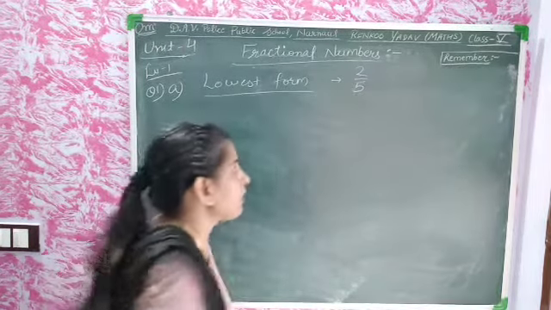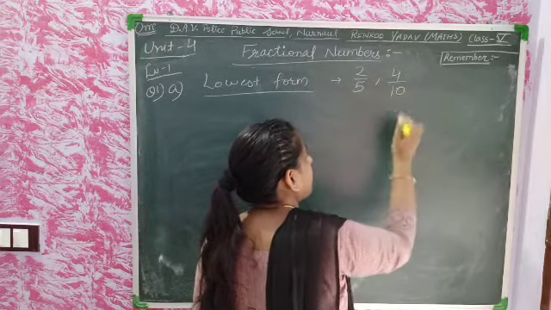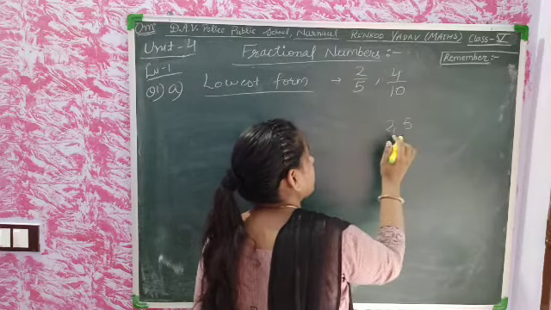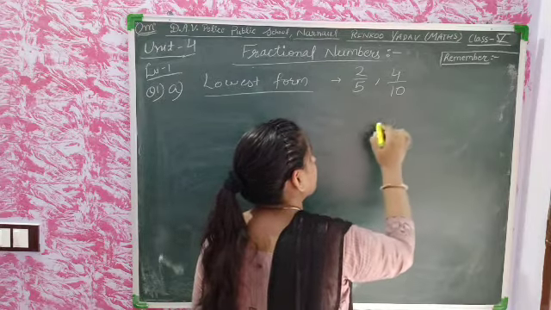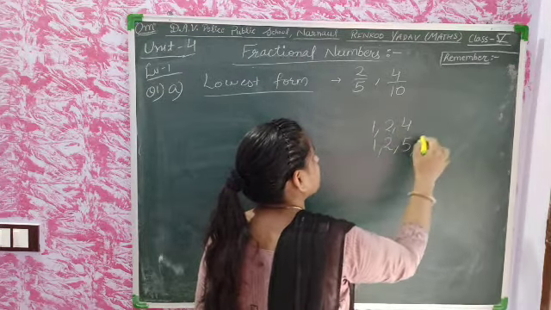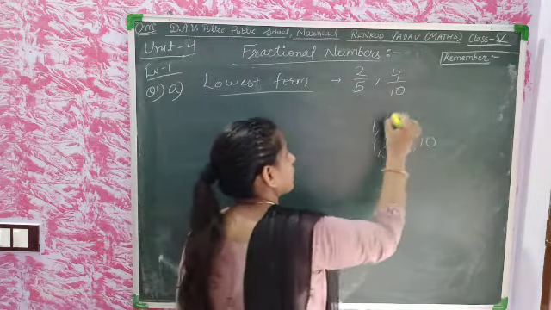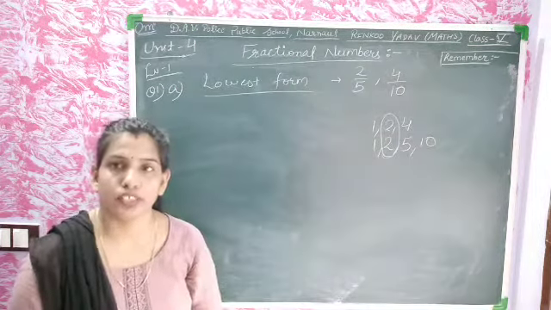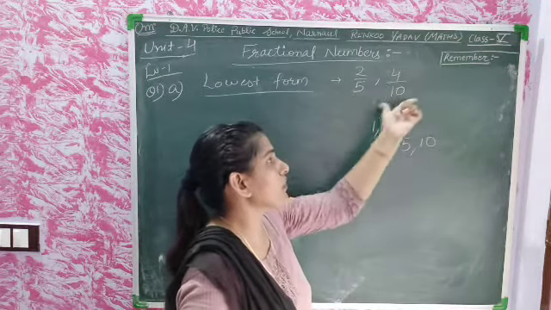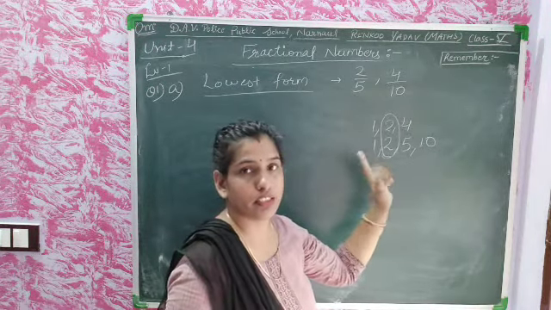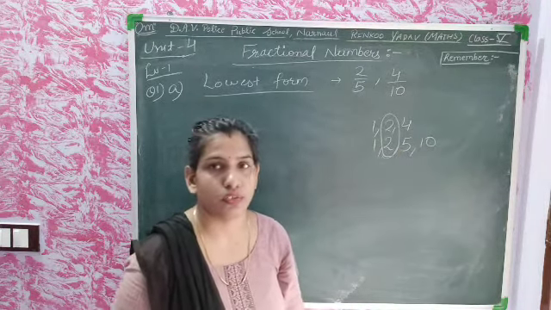Now next number is 4 by 10. Its factors are 1, 2, 4 and 1, 2, 5, 10. It has the common factor, that is 2 here. Okay students, so it will have one common factor other than 1, it means this is not in the lowest form. We have to change it into the lowest form.